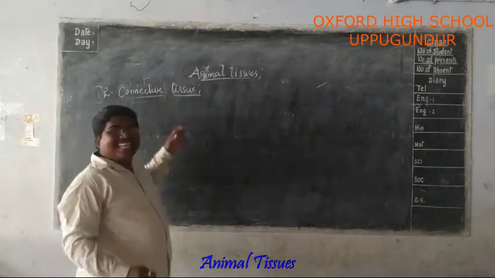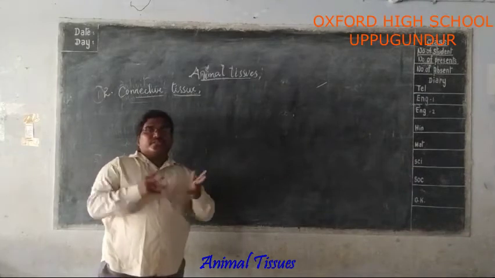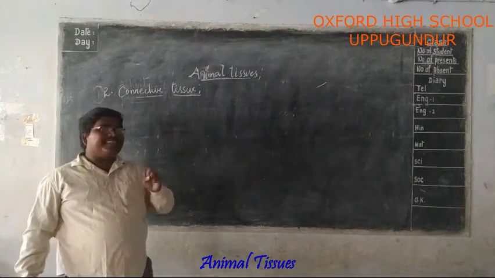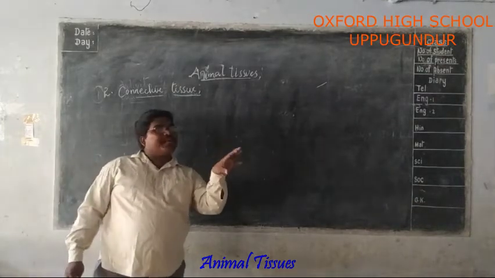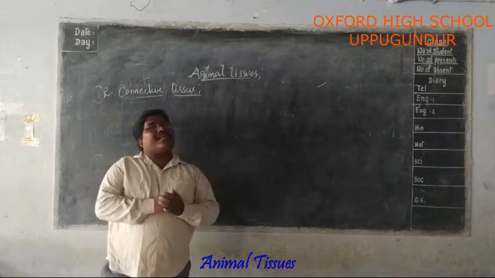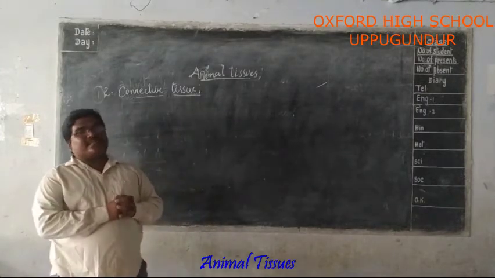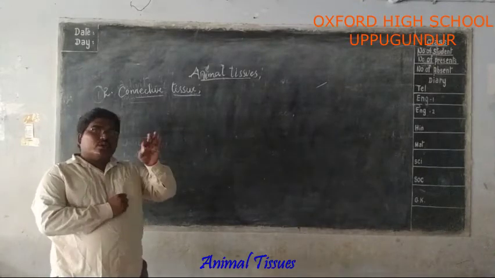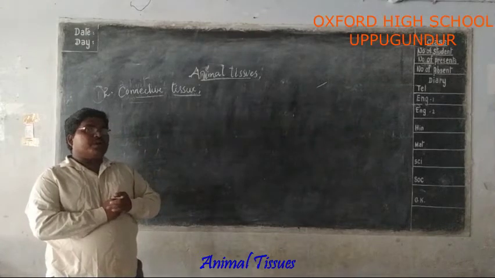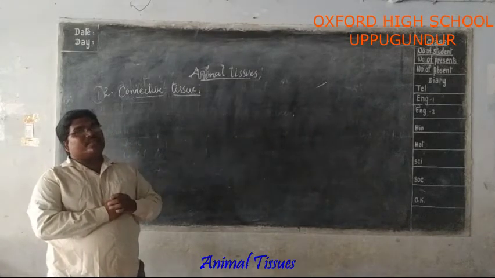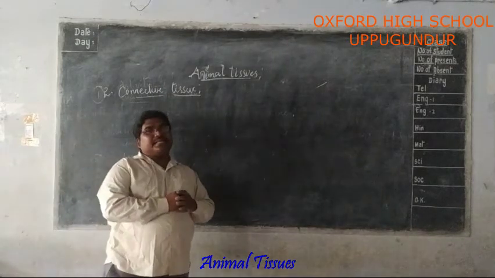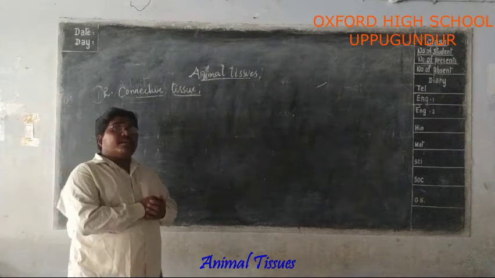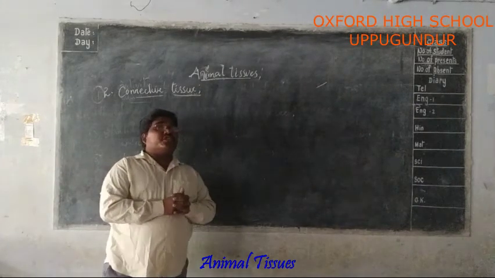In its name itself there is connection: which makes the connection, which brings together, which connects together. It is a loosely spaced tissue embedded in the intercellular matrix, and which makes the connections, so it is called connective tissue. The main importance is the transport of materials. For this I will explain something about this tissue and its importance.